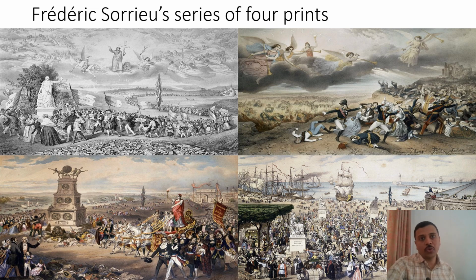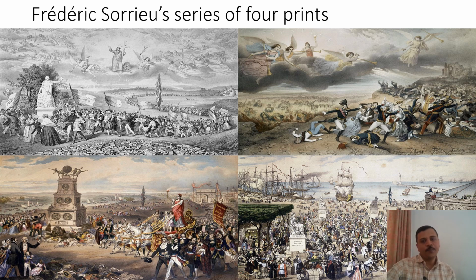Who was Frédéric Sorrieu? He was a French artist, and in 1848 he prepared a series of four prints, which you can see on the screen. Now you can see the first of these four prints, which is called "The Dream of Worldwide Democratic and Social Republics," given in your textbook on the very first page. So you can observe this image in your text as well.